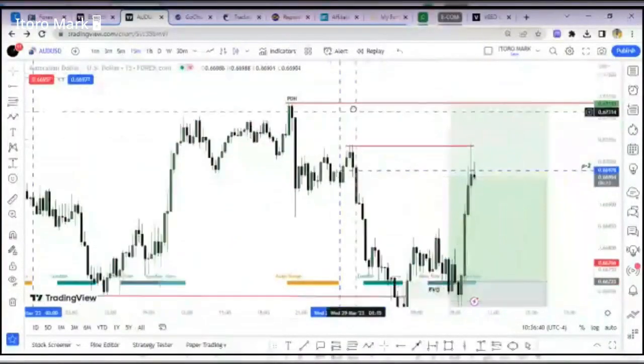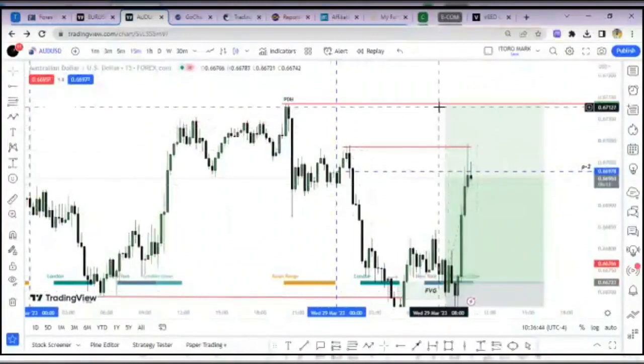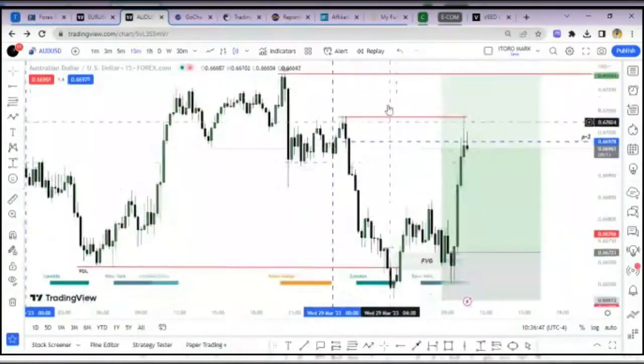So from here down to here is where I'm taking this trade to. You get me? From here down to here. But you'll be taking partial profit along the line.